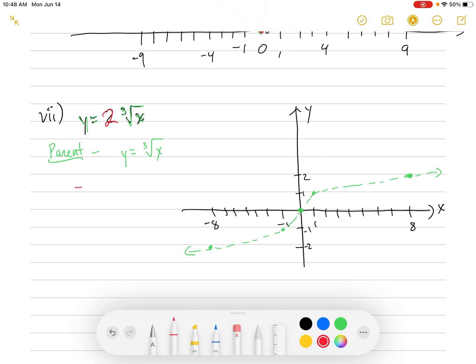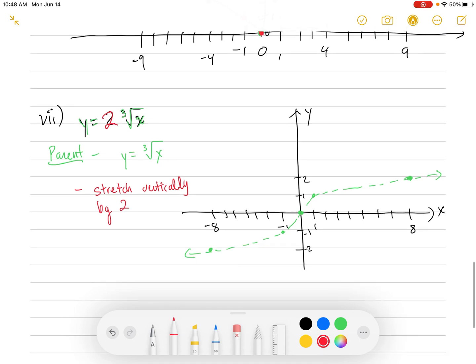And what we want to now focus on is this 2 out front, that red 2. What does that red 2 out front do? It's out in front of the house, multiplied, right? That is a stretch by a factor of 2. Stretches vertically by a factor of 2. So the idea here is we're not going to alter our x values. We're going to multiply all our y values by 2.